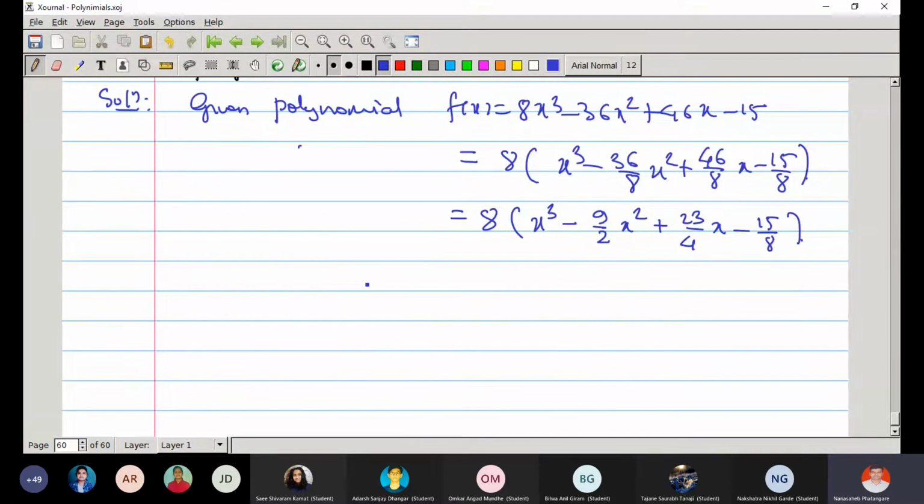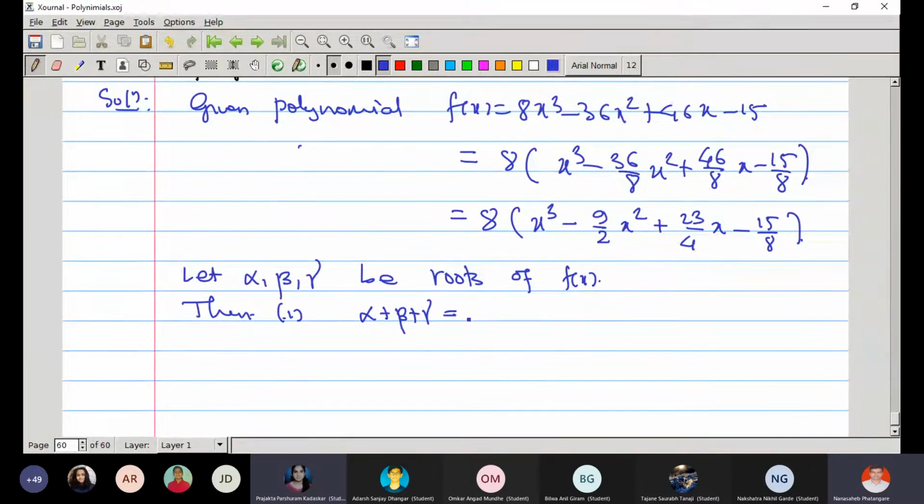So let alpha, beta, gamma be roots of f of x. Suppose these are roots. Then by relation between roots and coefficients, what is alpha plus beta plus gamma? Sum of roots is minus of coefficient of x square. But coefficient of x square is minus 9 by 2. Its minus means 9 by 2. Correct?